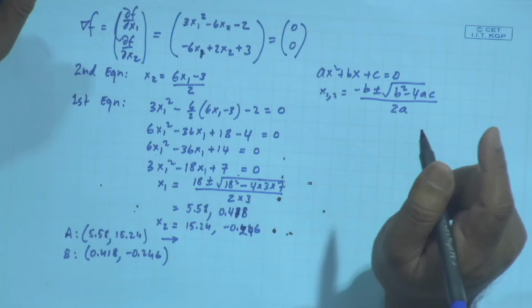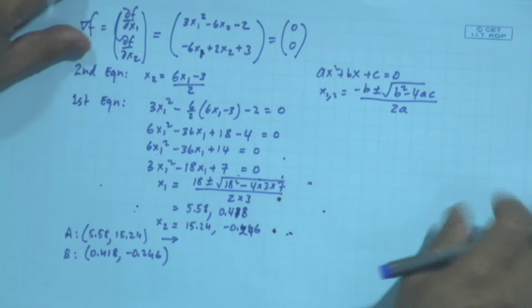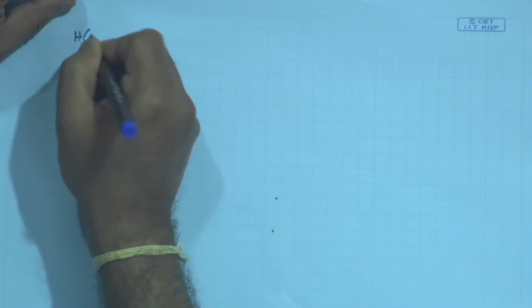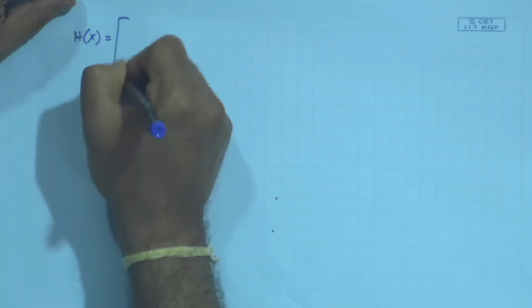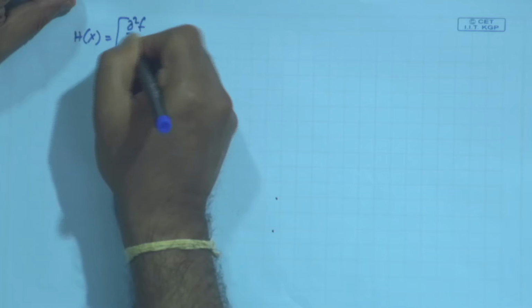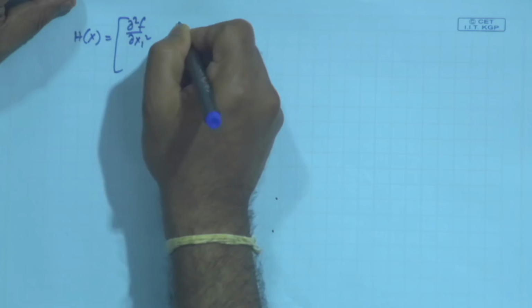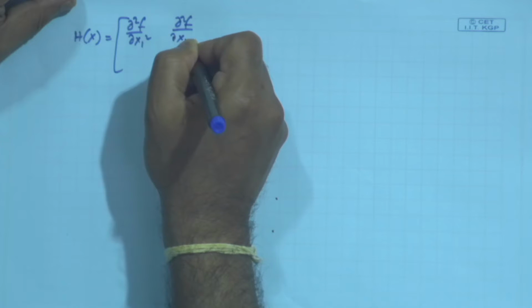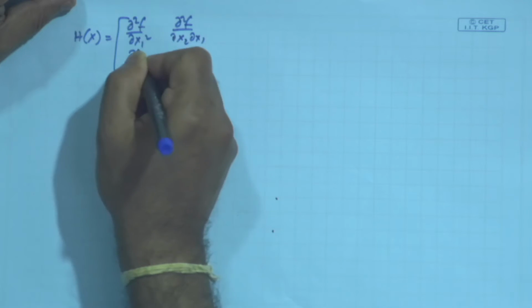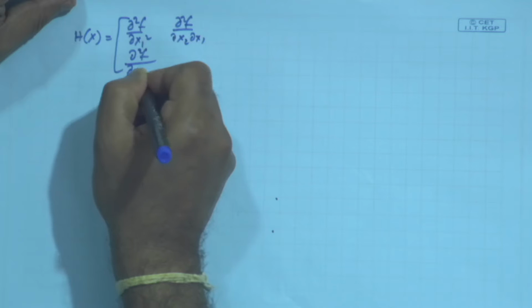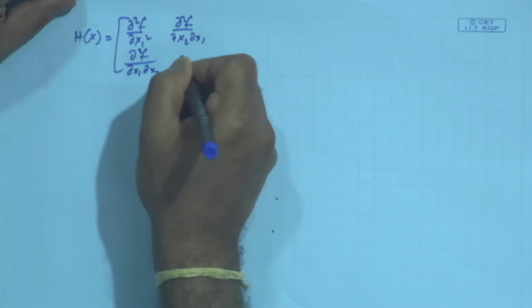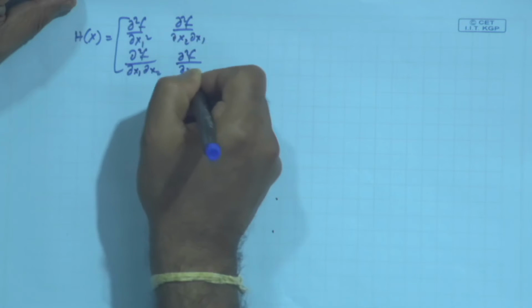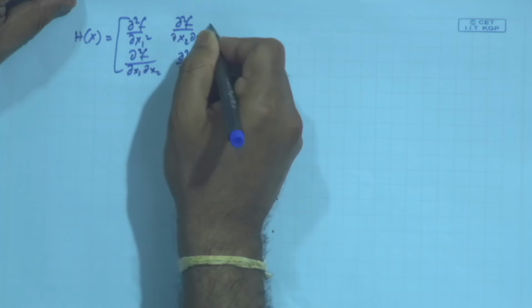So form the matrix. You know how to form the matrix? Now the Hessian matrix Hx is d2f del x2, d2f del x2 del x1, d2f. It's the same thing actually, del x1 del x2. You have the same value, so you can compute just any one of them.